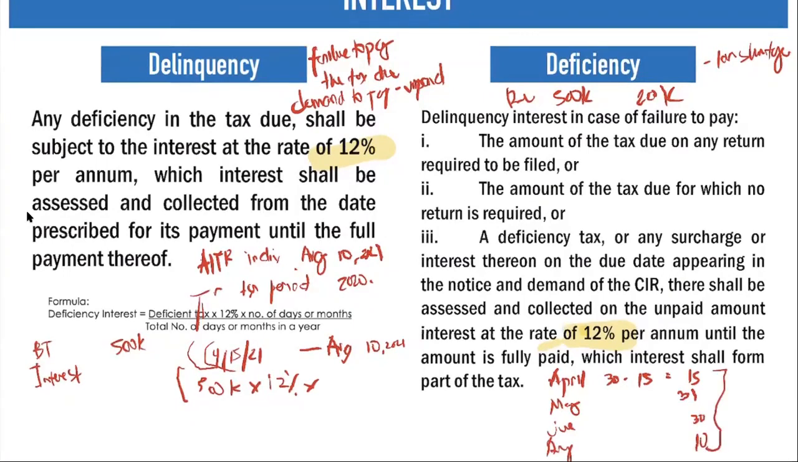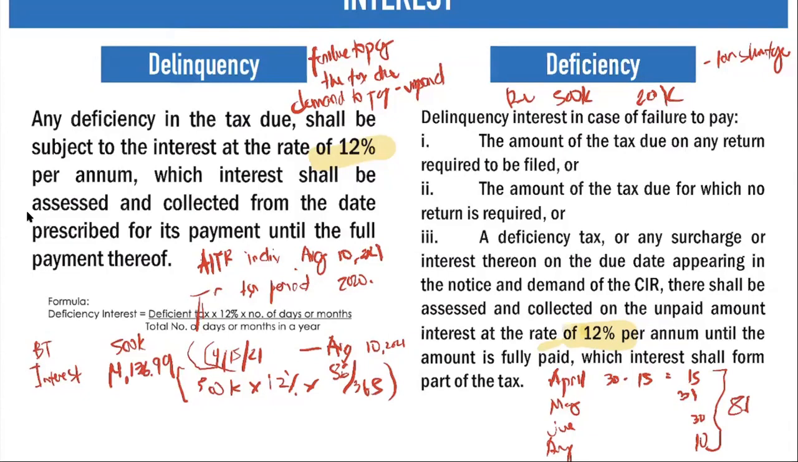So how many days then? We have 86 days, so multiplied by 86 over 365. So let's compute: 500,000 multiplied by 12% multiplied by 86 over 365. Then your interest is 14,136.99. Sir, bakit may interest?